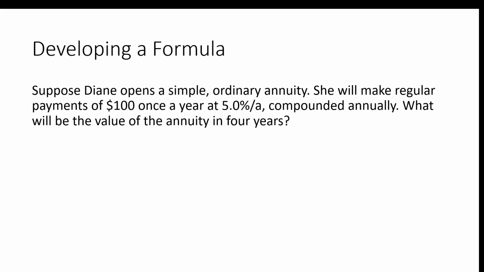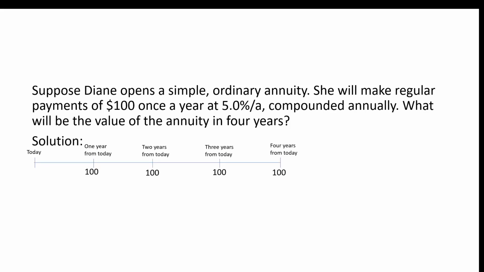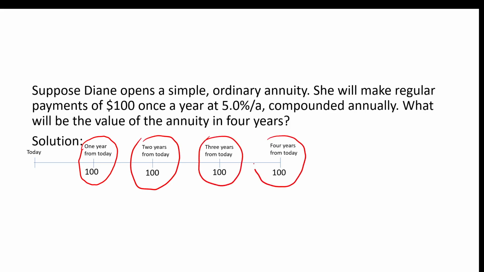Suppose Diane opens a simple ordinary annuity, making regular payments of $100 once a year at 5.0% per annum compounded annually. We'd like to know what the value of the annuity will be in 4 years. If you recall, when you open the annuity, our assumption is that your first payment is at the end of your first period. So since it's an annual compounding frequency, her first payment will be 1 year from today. Her second payment will be 2 years from today, her third one 3 years from today, and then we'll close out the annuity with her fourth one being 4 years from today.